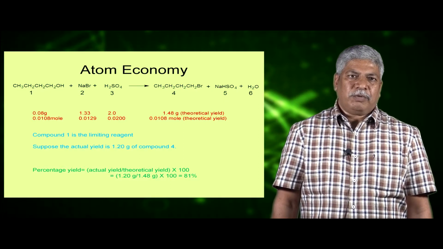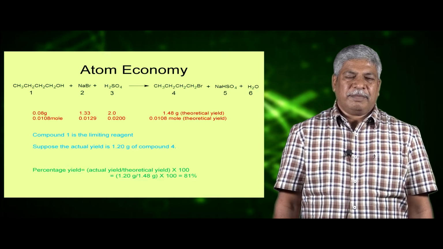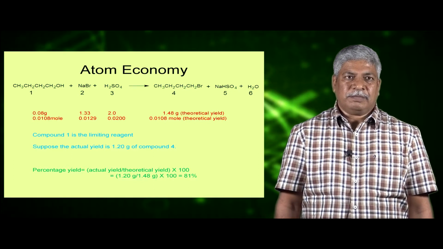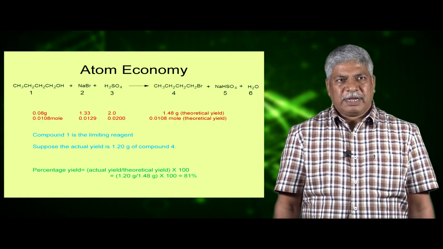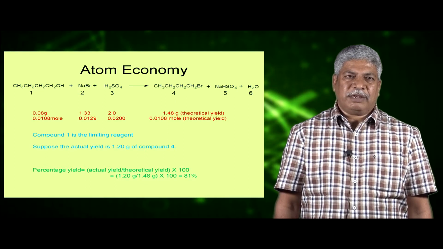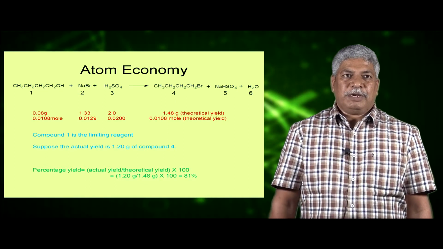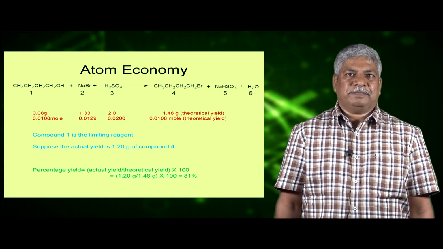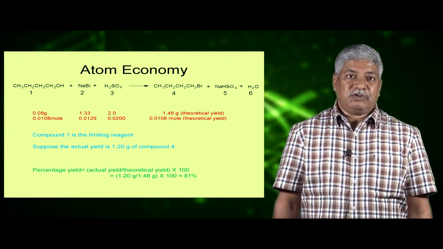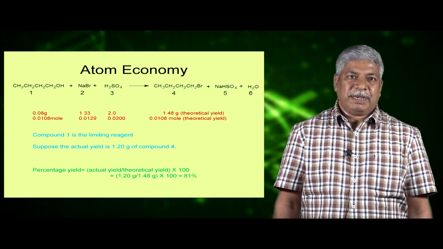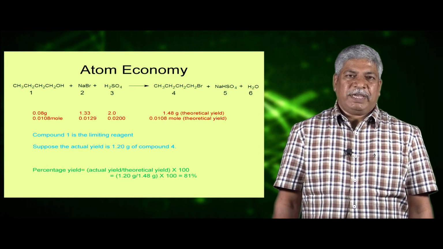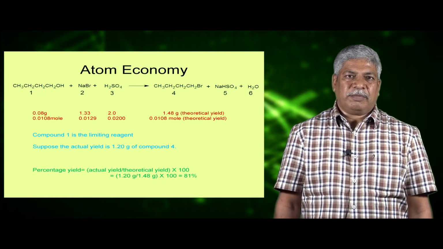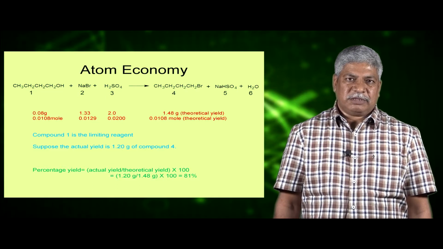So the compound 1 in this case, that is the N-butanol, becomes the limiting reagent. That is, if we take 0.08 grams of the reactant, that is 0.0108 mole, then it should be equal to 0.0108 moles of N-butyl bromide. It cannot be more than that. Either it should be less or equal to this. So that is why N-butanol is called the limiting reagent. So if we get 1.48 grams of N-butyl bromide, then it is 100% conversion.